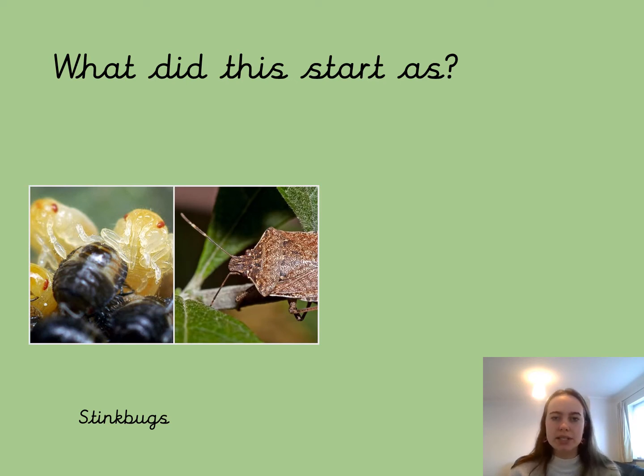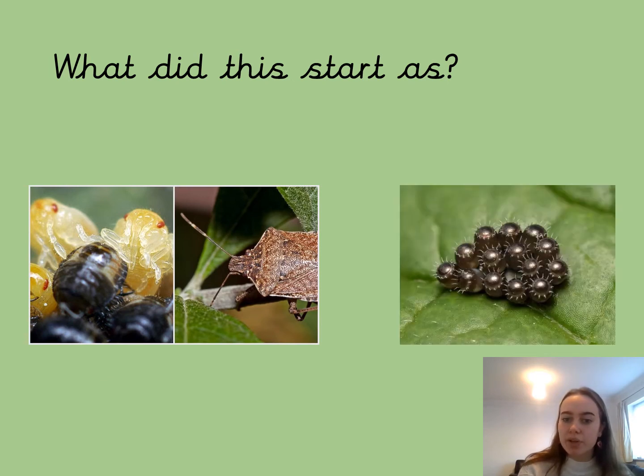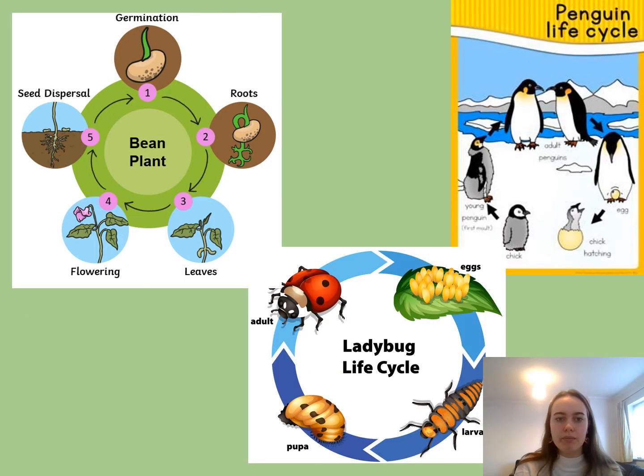And here we have some stink bugs. So this is what they grow to be. This one on the right, this picture here, is a final stink bug. This is after they are newly born or newly come to life. So what do you think they may start out as? That's right, they start out as eggs. These are strange looking eggs, but they are in fact the eggs that stink bugs grow out of. So here we've got some different life cycles.